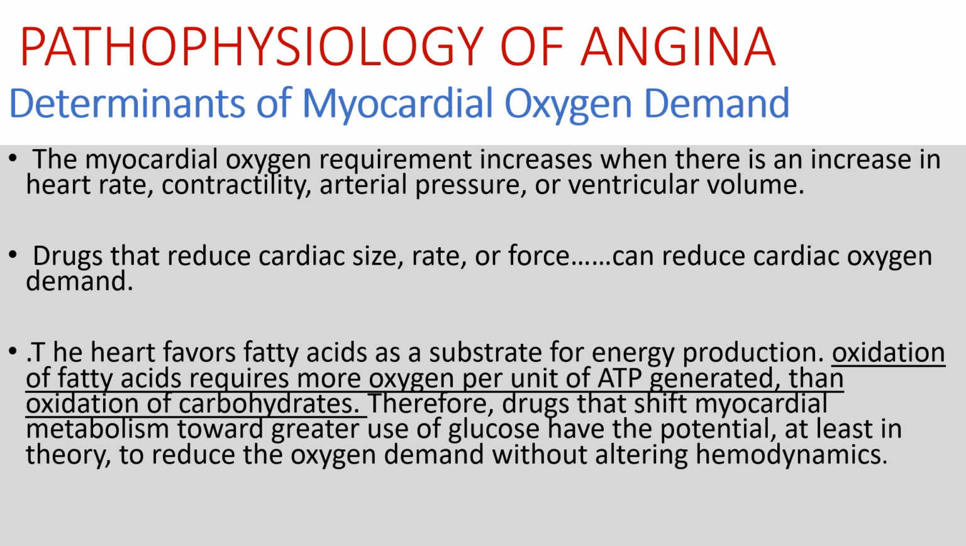Another thing is that oxidation of fatty acid requires more oxygen per unit of ATP generated than oxidation of carbohydrate. The heart usually favors fatty acids as a substrate for energy production. Therefore, the newer anti-anginal drugs shift myocardial metabolism toward greater use of glucose, rather than fatty acid, to reduce the oxygen demand without altering heart rate, blood pressure, or contractility.